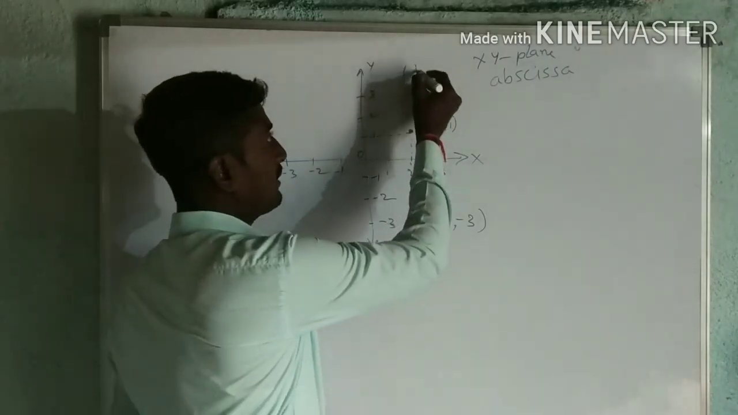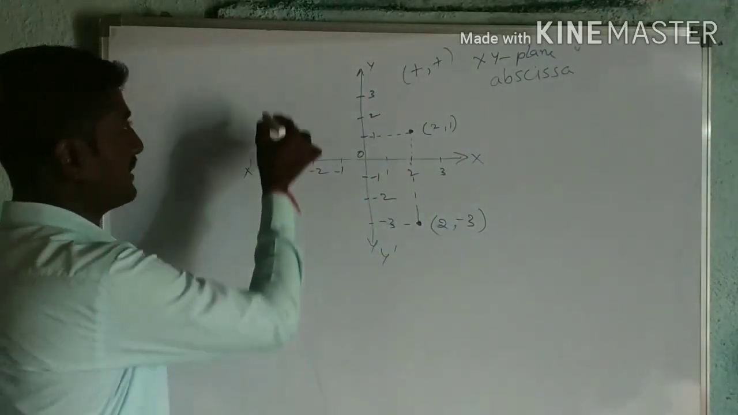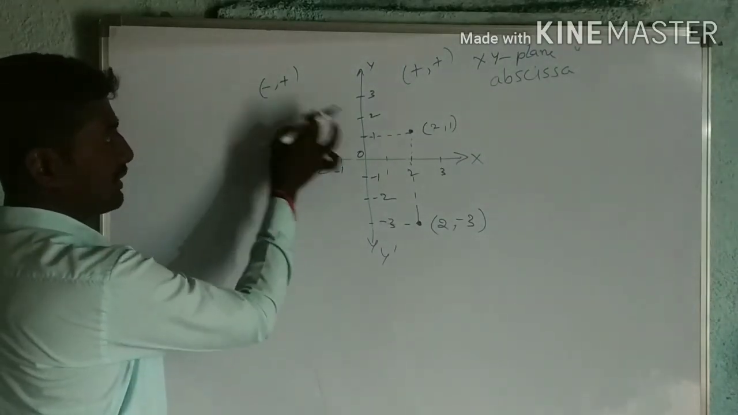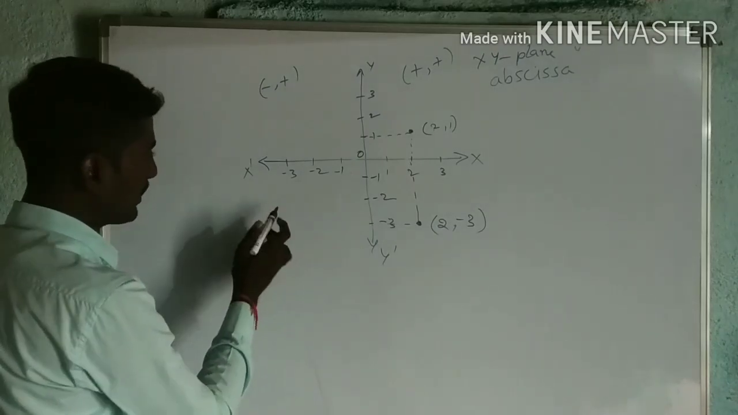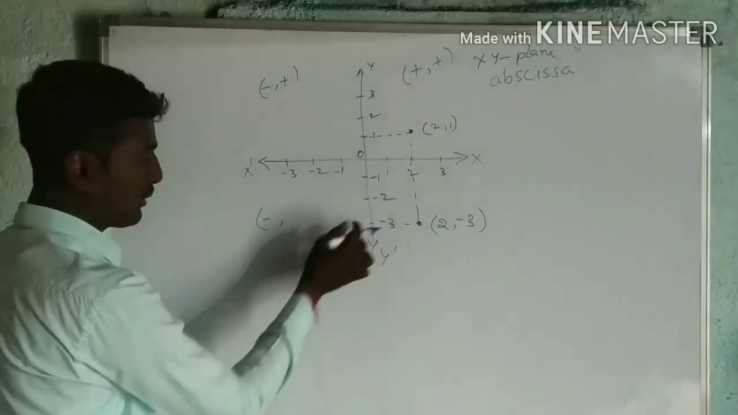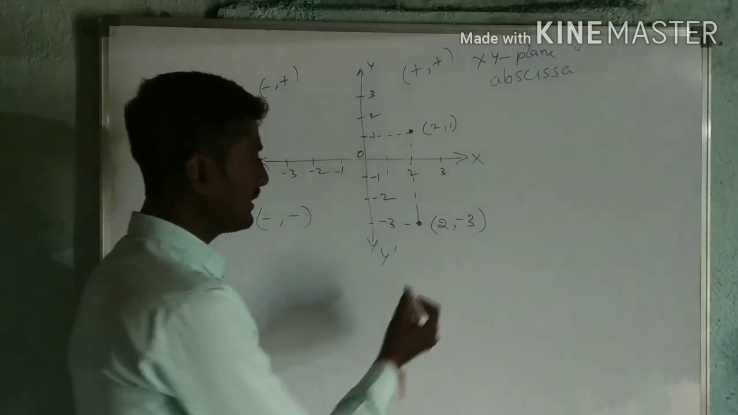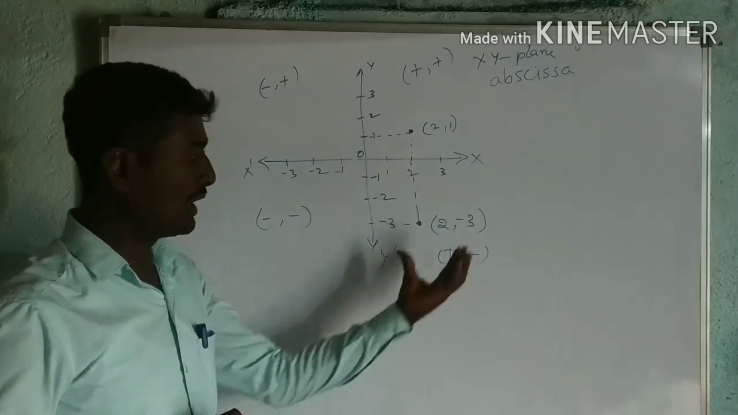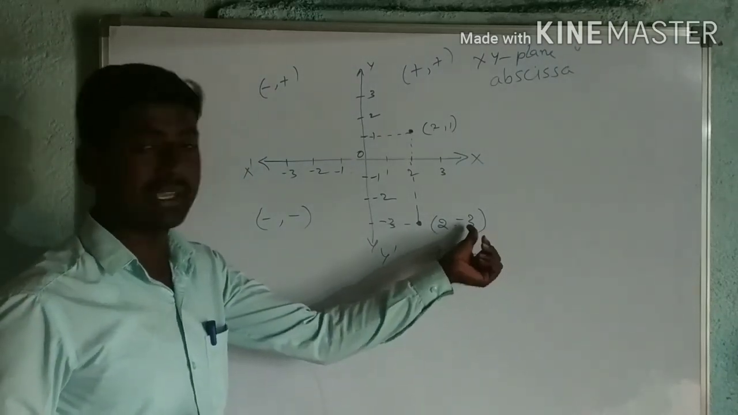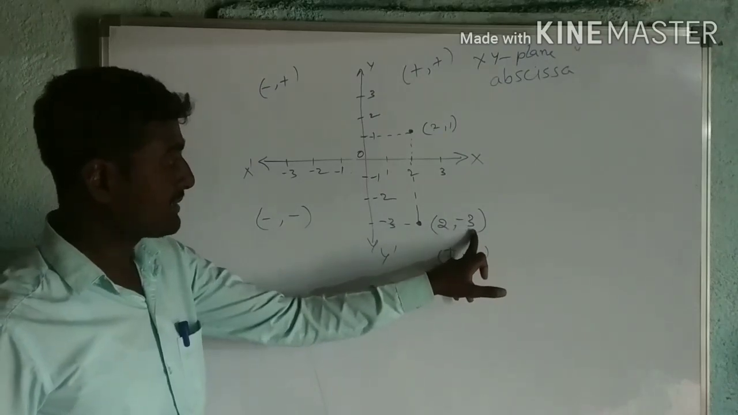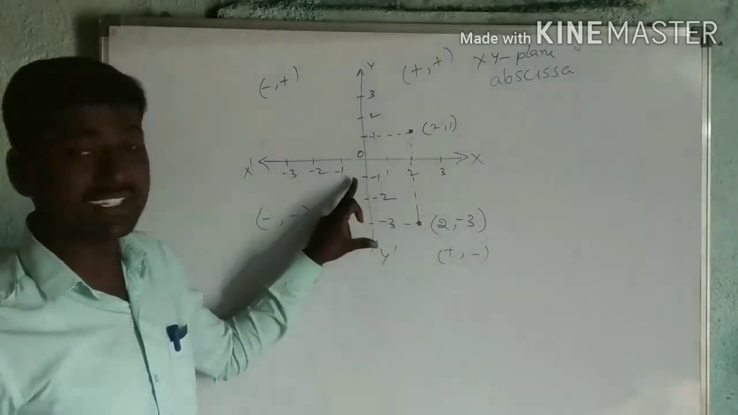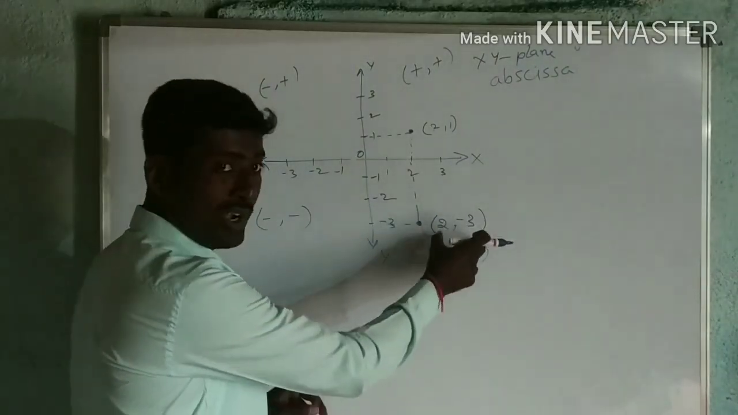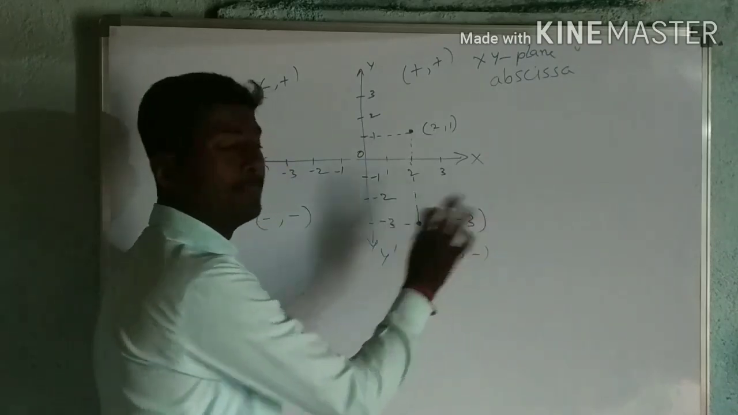In the first quadrant, both are positive: plus, plus. Here, x is negative and y is positive. In the third quadrant, the x coordinate is negative and the y coordinate is also negative. In the fourth quadrant, the x coordinate is positive and the y coordinate is negative. While writing the coordinates, I can mention the minus. But minus 3 doesn't mean the distance is minus 3; the distance from the x-axis is 3 units. Since in this quadrant the y coordinate is negative, I should write minus 3.